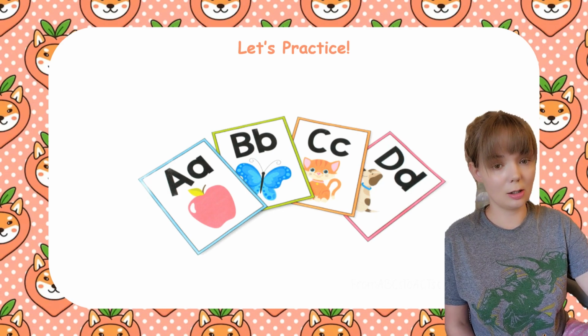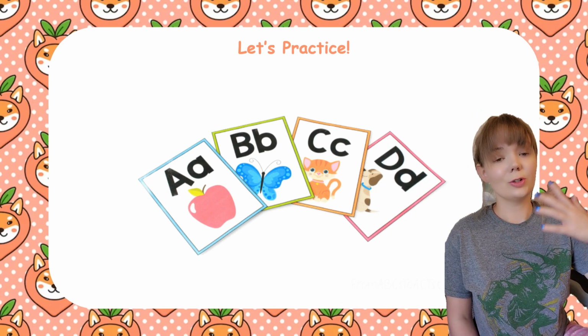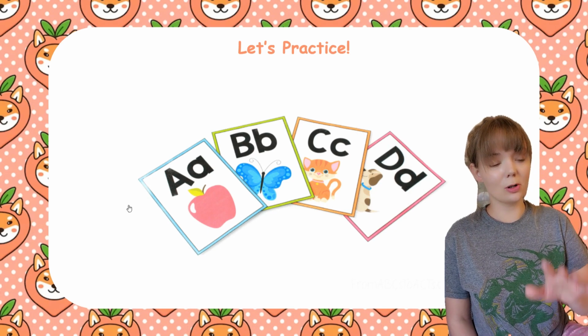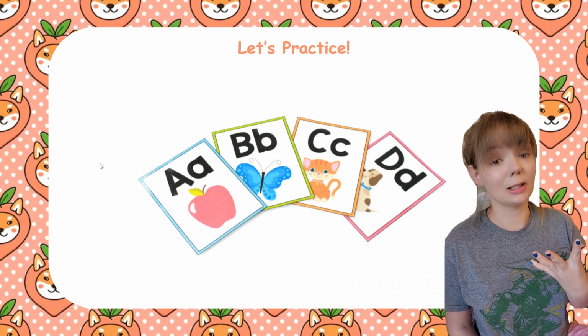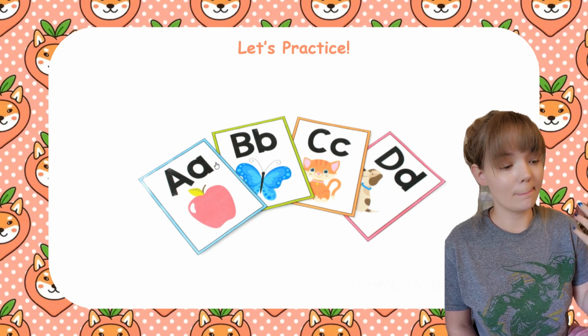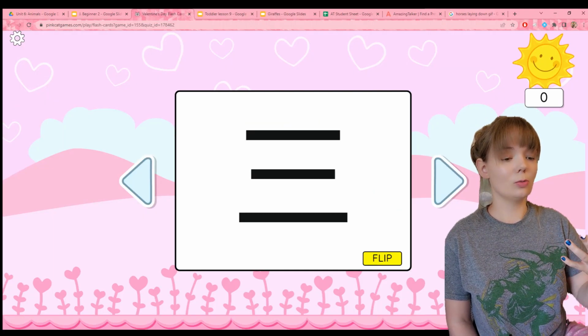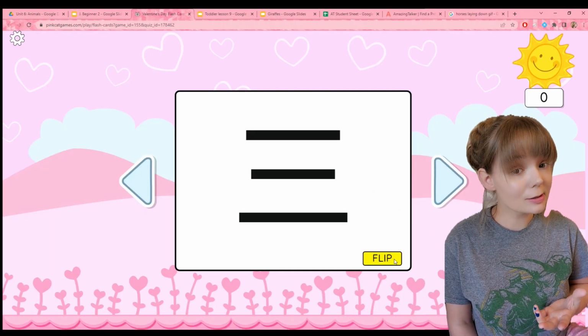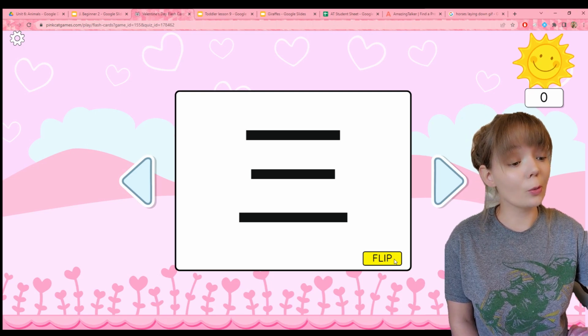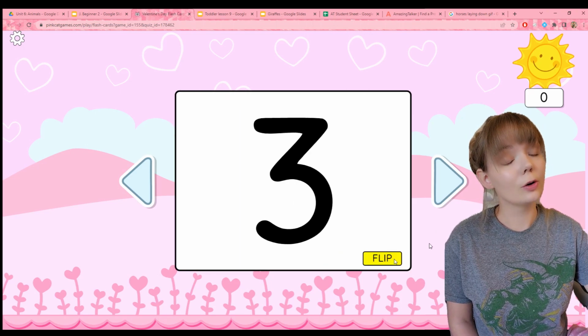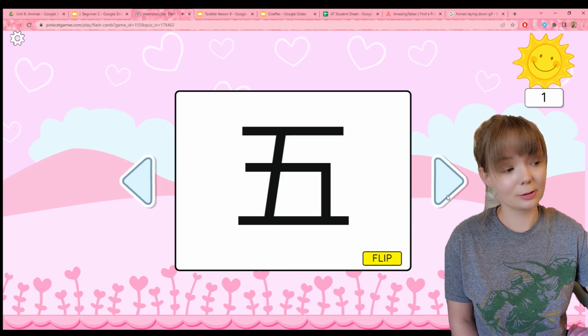Now let's practice your kanji. You're going to see the kanji on one side. You don't have to remember any words for it. Right now, let's just focus on the meaning. What does the character mean? Okay, so here we have 3 lines. So this is the number what? Number 3.